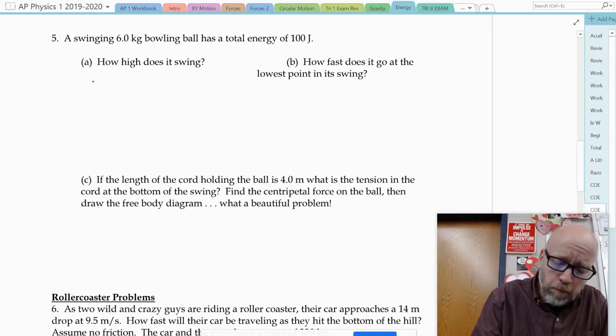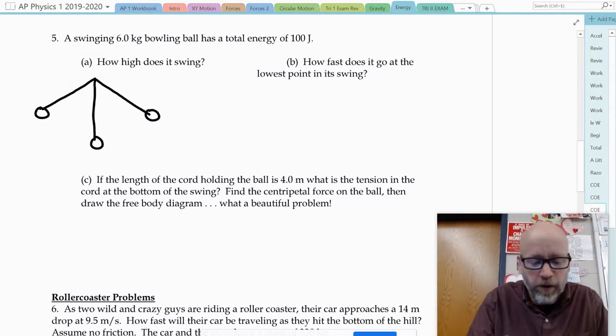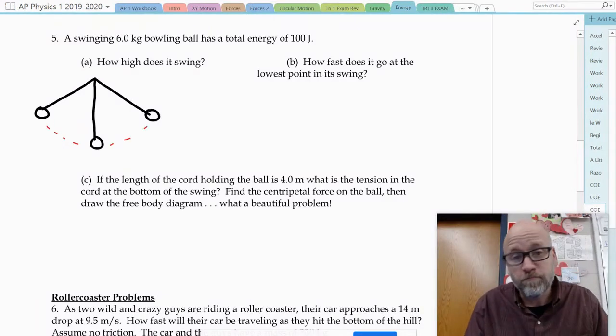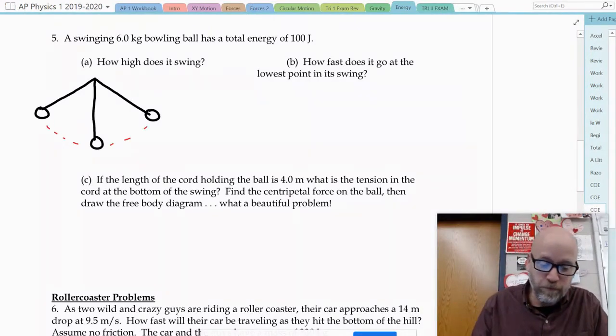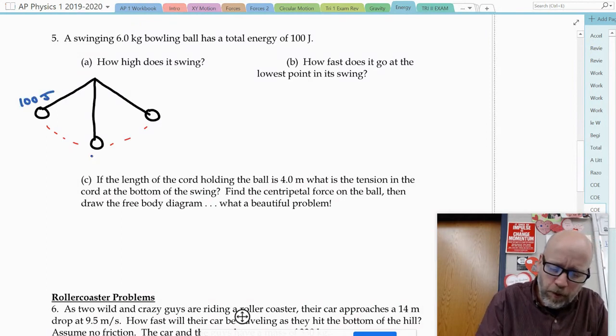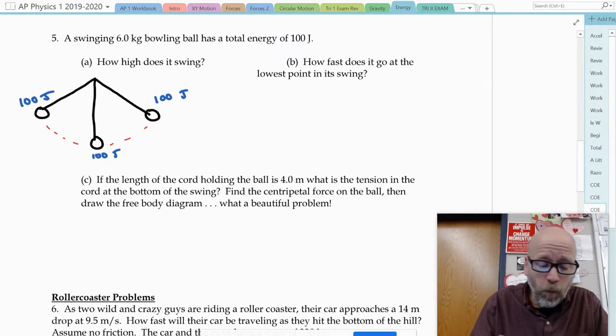So a bowling ball is going to swing back and forth. And obviously, we're ignoring air resistance. We're ignoring friction. I know that. I hope you know that. Otherwise, this problem will be pretty nasty. It says it has 100 joules of energy. So how much energy does it have at the first spot? Yeah, that's right, 100 joules. What's it got at the bottom? Yeah, 100 joules. What about here? Yeah, 100 joules. It just changes form.